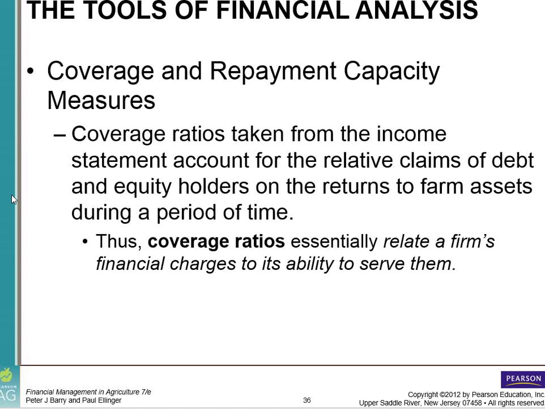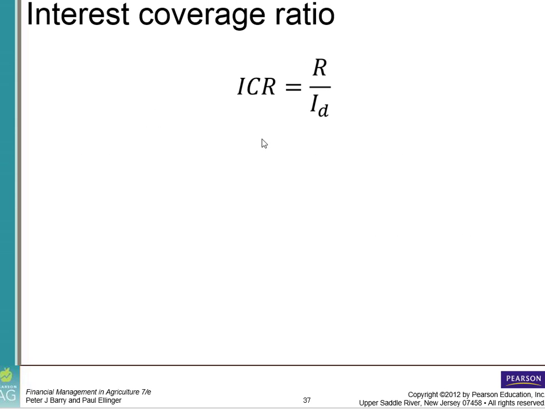Coverage ratios, taken from the income statement, account for the relative claims of debt and equity holders on the returns to farm assets during a period. Basically, coverage ratios relate a firm's financial charges to its ability to serve them. So again, you can draw a parallel between what we were talking about with current ratios. How do we find the interest coverage ratio? It is simply R over ID. Remember, we already know what R is, we already know what ID is, especially for 2010, the question that we were doing. I would strongly encourage you to plug in the values and calculate what ICR is.